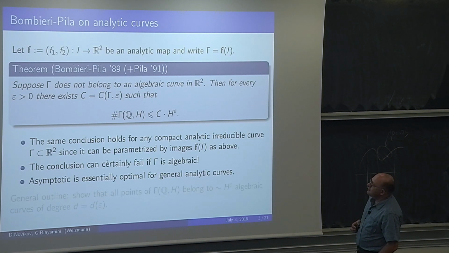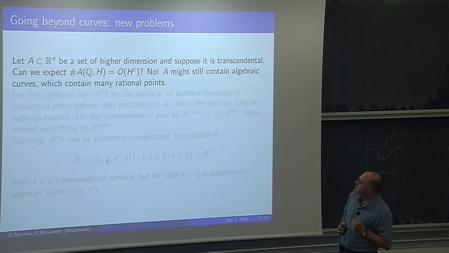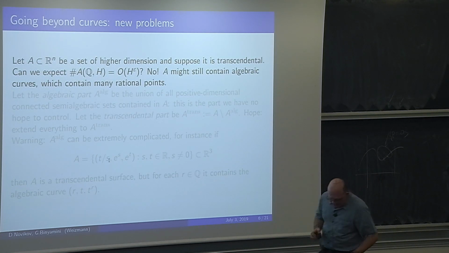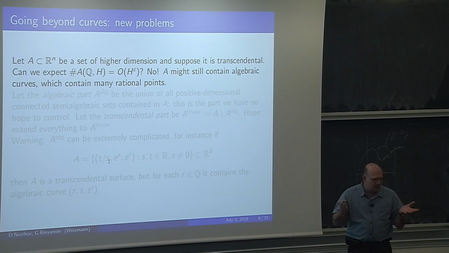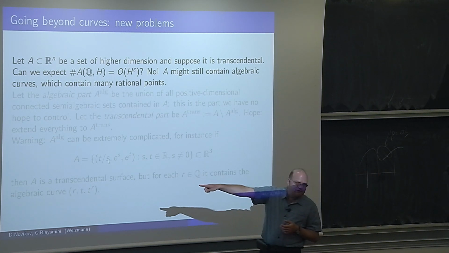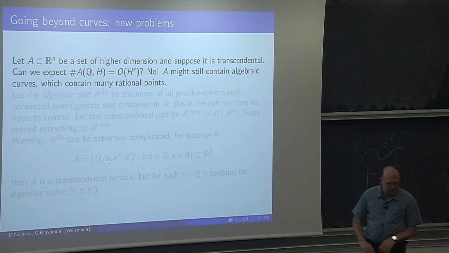Now certainly you want to generalize it to higher dimensions. So what happens with higher dimensions? The first thing is that it could happen that the surface in R3, for example, is transcendental, but inside you have an algebraic curve, and for an algebraic curve you have these asymptotics. So as soon as you have an algebraic curve, this whole bound fails.